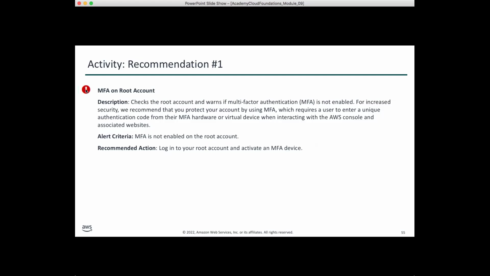Now, what is the problem? The problem is the architect had not enabled multi-factor authentication on the root account, which we must do. How to do that? Log into your root account and activate an MFA device, whatever device you have. I'm using the MFA app on my phone, and there are a few other options as well. That's the recommendation, right?